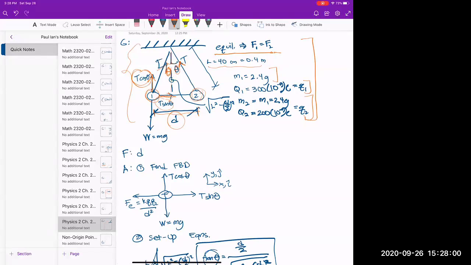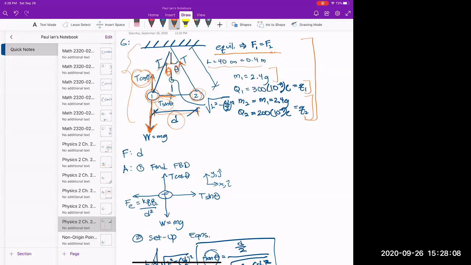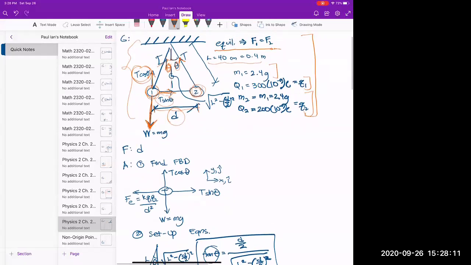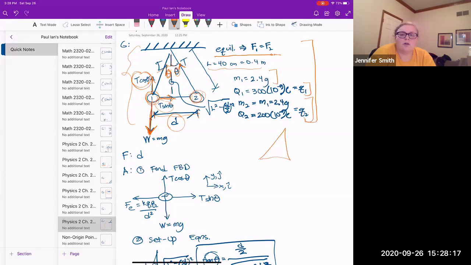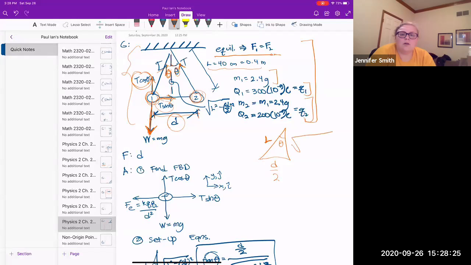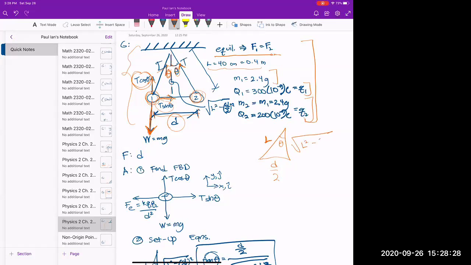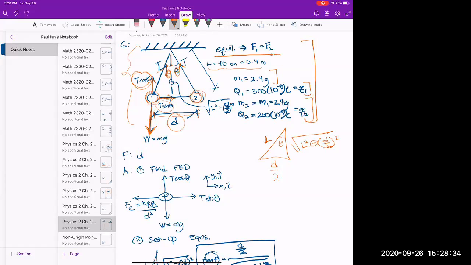So the next thing is you have this weight, right? And this one applies to this guy as well. But the very first thing, I have to explain this. You know how you have this triangle? This one is D over 2, and this one's L, the hypotenuse. So if you do the Pythagorean, L squared equals (D over 2) squared plus this guy, right?